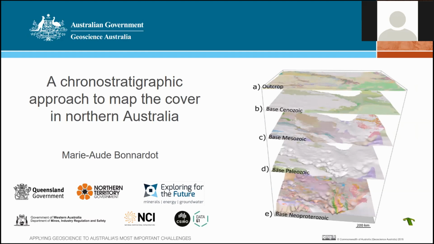In this presentation today, we'll talk about the chronostratigraphic approach that Geoscience Australia developed during the Exploring for the Future program to map the cover. And this work is part of a more ambitious project that aims to map the cover at national scale to provide a geometric basis for resource modeling.